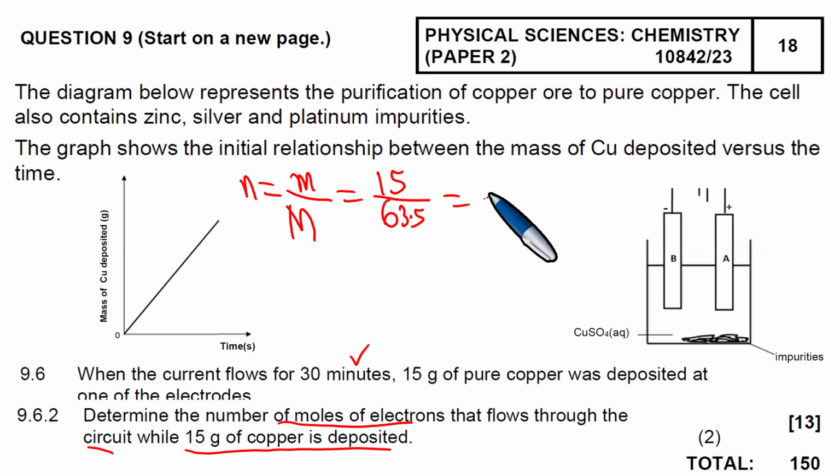0.236 mole. Yeah? But we want to determine the number of moles of electrons. So what do we do? These are the number of moles, but how do we get the number of moles of electrons? How? What do we do?